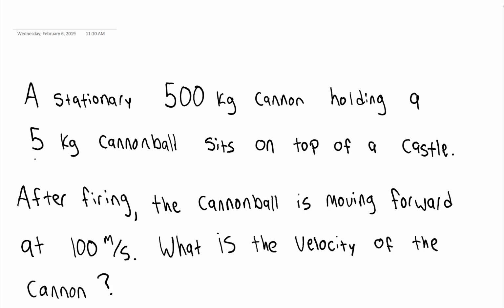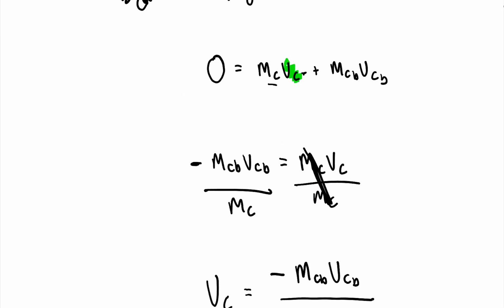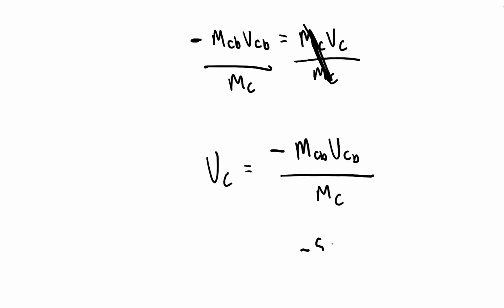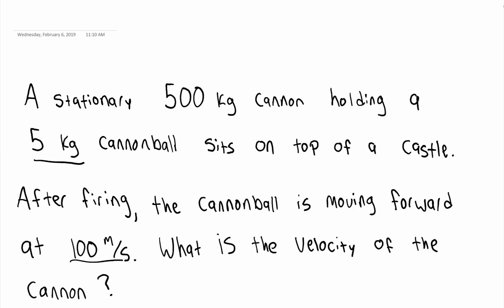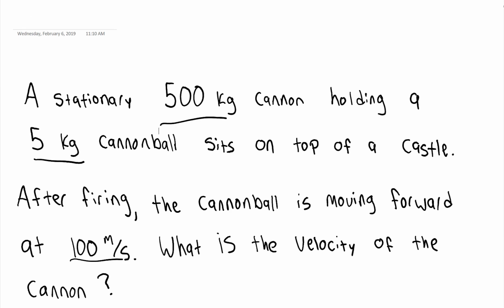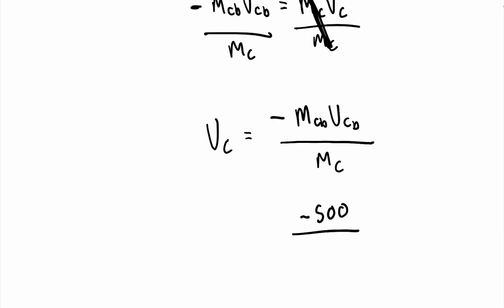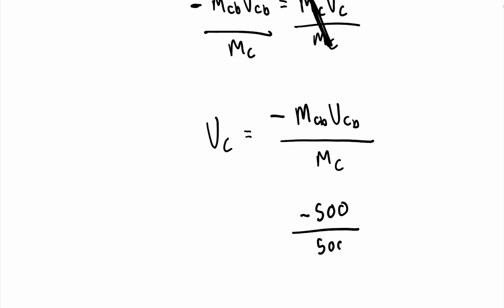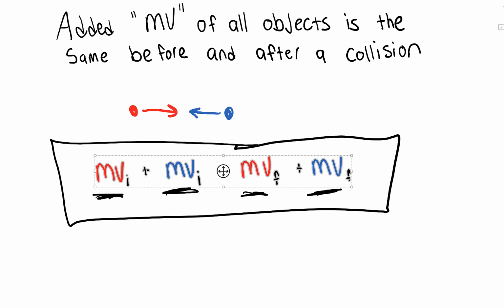So in this case, the mass of the cannonball is 5, the velocity is 100, so this top is going to be -500 divided by the mass of the cannon, which happens to be 500 kilograms. So you divide -500 by 500, and you figure out that the cannon is going at 1 meter per second backwards. That's what the negative means. So these are all different versions of the same thing. This one equation will tell you how to do all of them if you use it creatively.